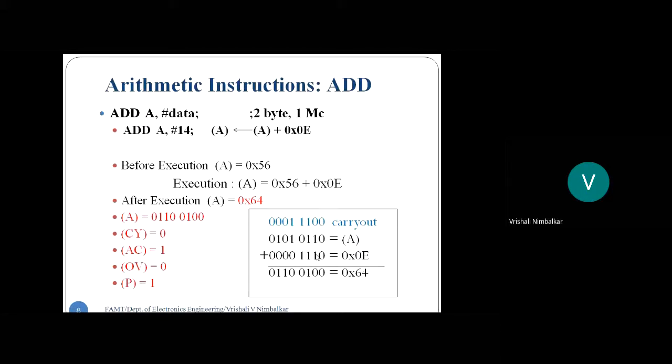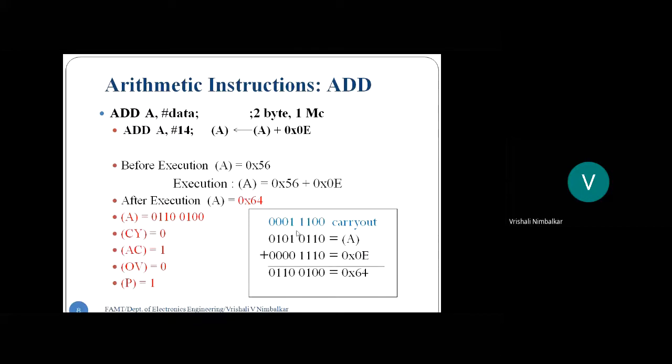1 plus 1 is 2, so 0 and a carry. The third addition is 1 plus 1 plus 1, 3, so 1 and a carry. The next addition is 1 plus 0 plus 1 is 2, so 0 and a carry. So see, an auxiliary carry is generated. The carry is coming from the lower nibble to the upper nibble. So that auxiliary carry flag is set. So see, AC is equal to 1.